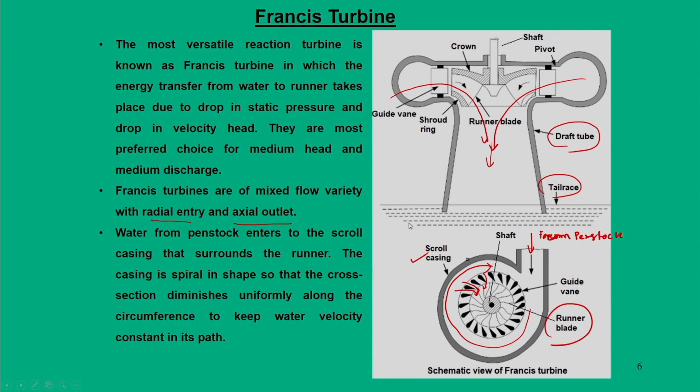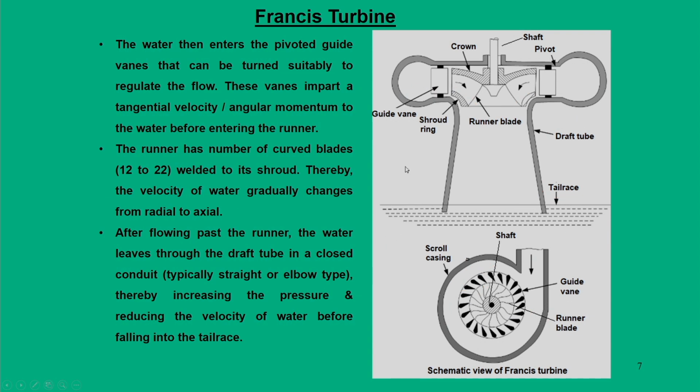So, this is the overall picture. What we can say is that if you look at the runner, they have cork blades, normally 12 to 22, and they are welded with the shroud, which means that these runner blades are fixed blades and they cannot be deflected, or for a given turbine, they cannot be disturbed. So, there are 12 to 22 cork blades.